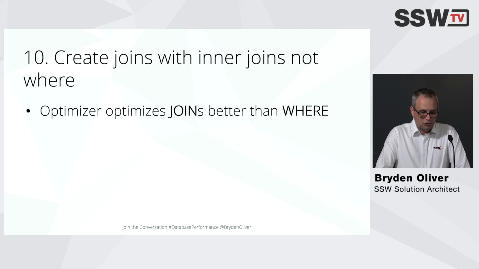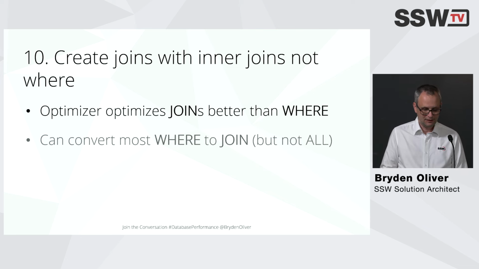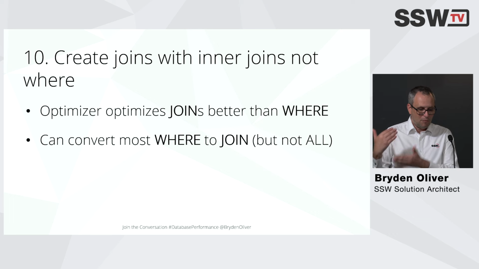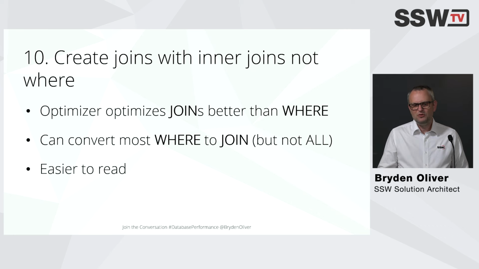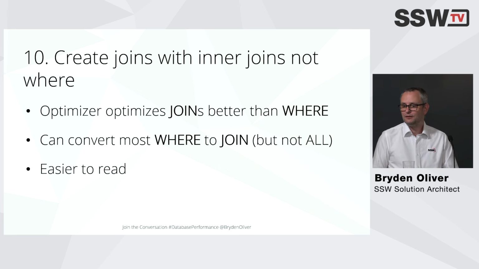Okay, so another one is create joins with joins. You can actually create them with a where, which is horrible to read. You can convert most of those wheres to joins, but not all. The reason you do it is not so much performance, although optimizers don't optimize joins done with a where clause as well as they do with joins. They're hyper optimized for joins. There's more effort put into optimizing a join by most of the database manufacturers than a where clause, because they're often the most expensive thing in the system.